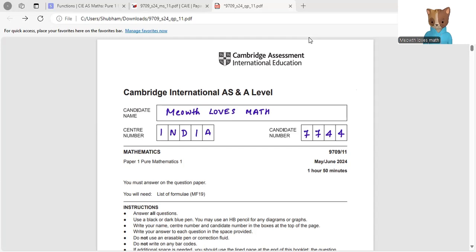Today Meowth will be solving paper 9709 variant 11. It's a May June paper 2024 and the time duration is 1 hour 50 minutes and it's Pure Math 1 for AS level. Alright, so friends, I'll be discussing in detail different ways of solving these questions.